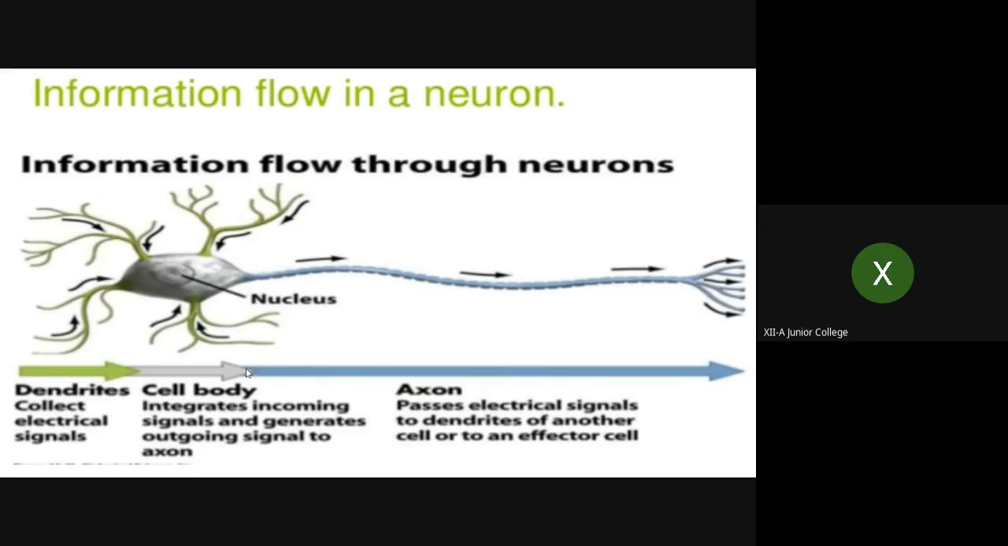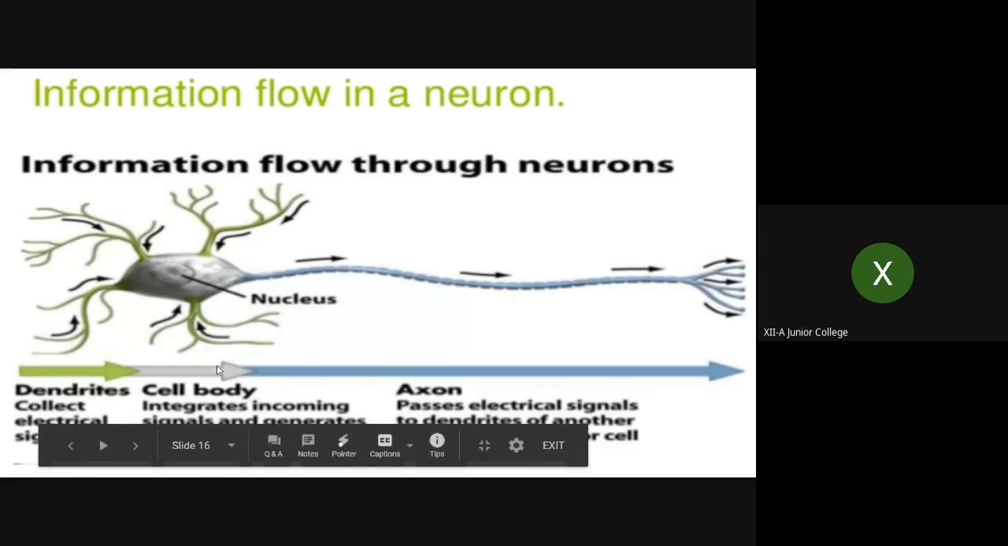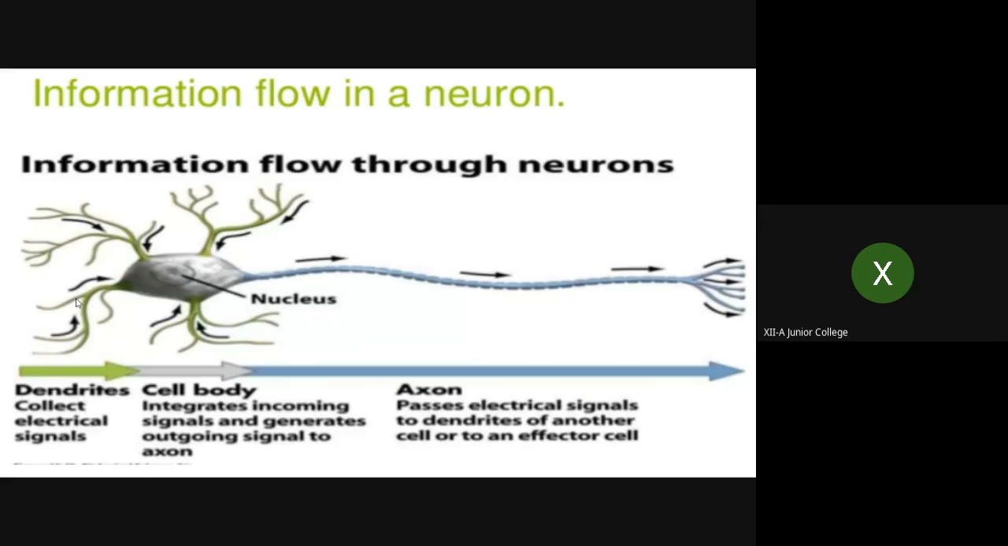See, dendrites collect electrical signals. See the direction here. They collect electrical signals from the neighboring neuron, that is the telodendron of the neuron, and then through dendrites, it is passed to the cell body, that is the cyton, and then from here through the axon, here what will happen? It integrates incoming signals and generates outgoing signals to the axon.